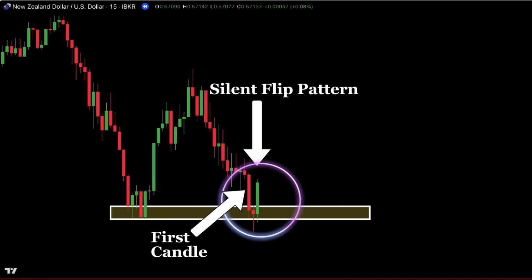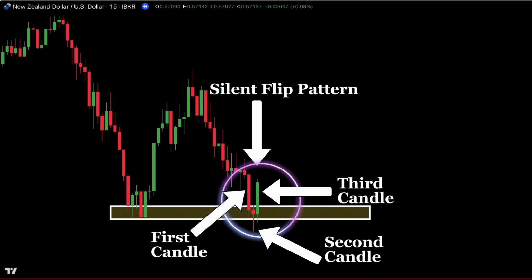The first candle confirms that bearish momentum is still present. It also triggers limit buy orders from traders who are betting on the demand zone to hold. The second candle dives deeper, breaking below the zone. This move is designed to trigger stop losses sitting just below the area. And then comes the third candle, a strong bullish candle that confirms the momentum flip.